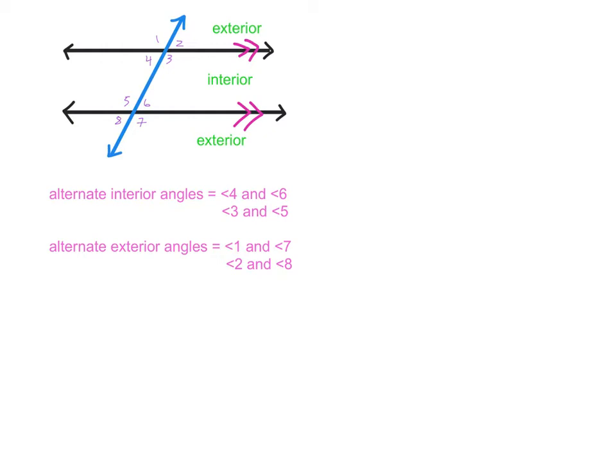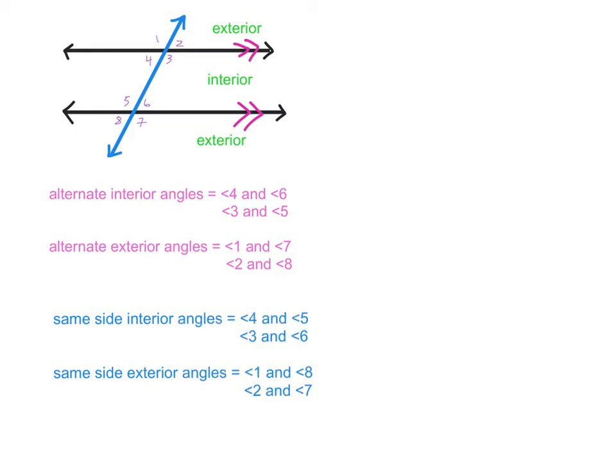And again, the same holds for angles 2 and 8. Okay, so hearing how we explained the alternate interior and the alternate exterior, what do you think about these names? Where would your same side interior angles and your same side exterior angles be? Take a minute and see if you can figure it out. Okay, take a look. How'd you do?